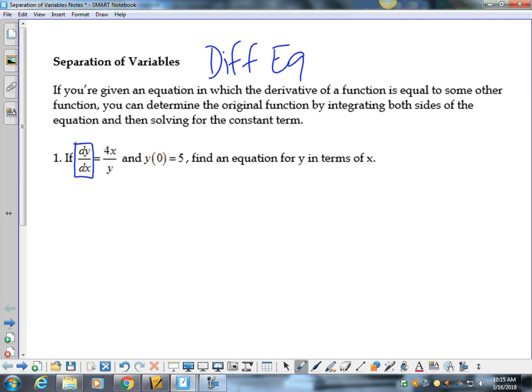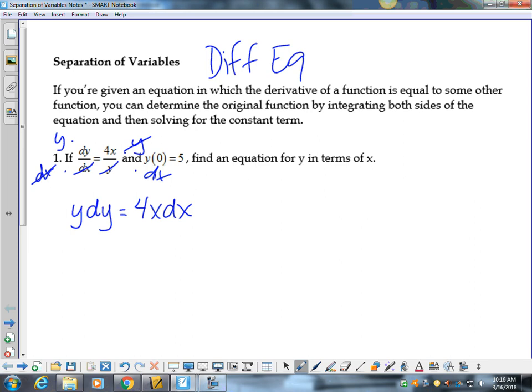Before we do that, you need to get all your y's and your dy's together, and all your x's and your dx's together. So, with this, how are we going to do that? Okay, multiply both sides by y, and then multiply by dx. So those are going to cancel, and those are going to cancel. So I have y dy equals 4x dx. So far, so good? Okay, what's next? I have separated them.